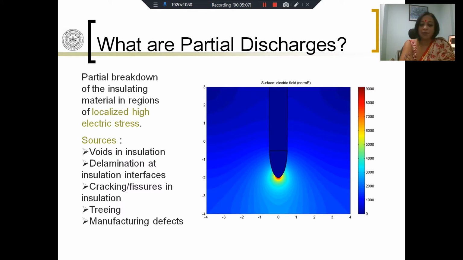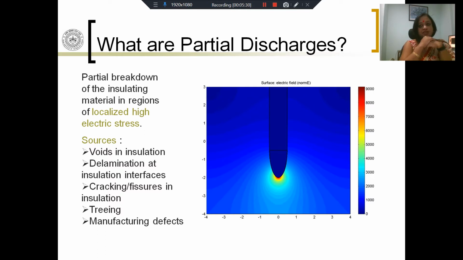You can have delamination at insulation interfaces. Where you have two insulating materials coming together, they must be well bonded. And if for any reason there is a very small, infinitesimal gap between the two layers, there will be air or some other gas, and there will be high stress enhancement in that region and partial discharge will occur.